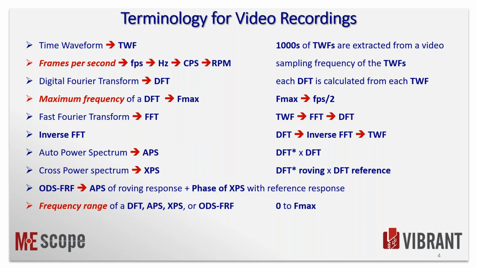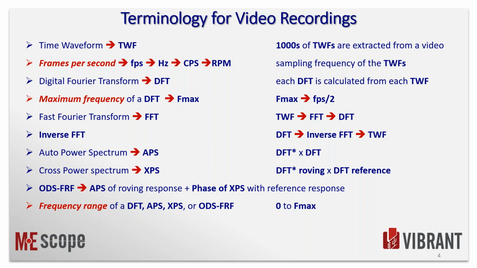A cross power spectrum is a little different than an auto, where I take two different signals, and we use the term roving and reference a lot. A reference is a fixed response position. Roving is moving around. So in the case of a video, the pixels in each frame of the video are the roving responses, and then if we're going to calculate anything from those roving responses, we need to pick one of them as a reference. And that's what we do when we do ODS-FRFs.